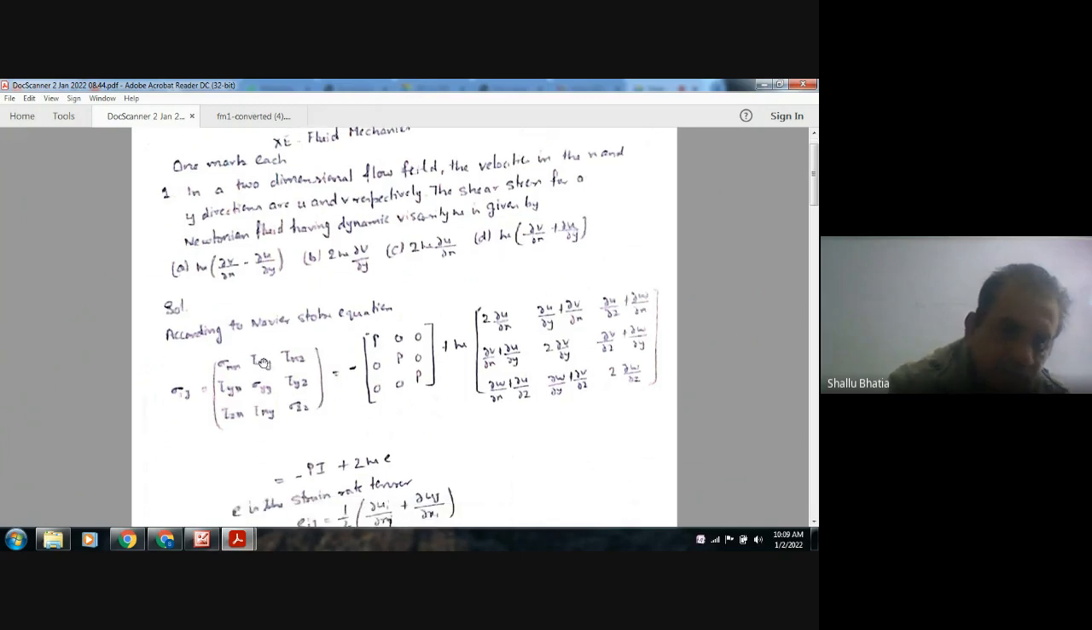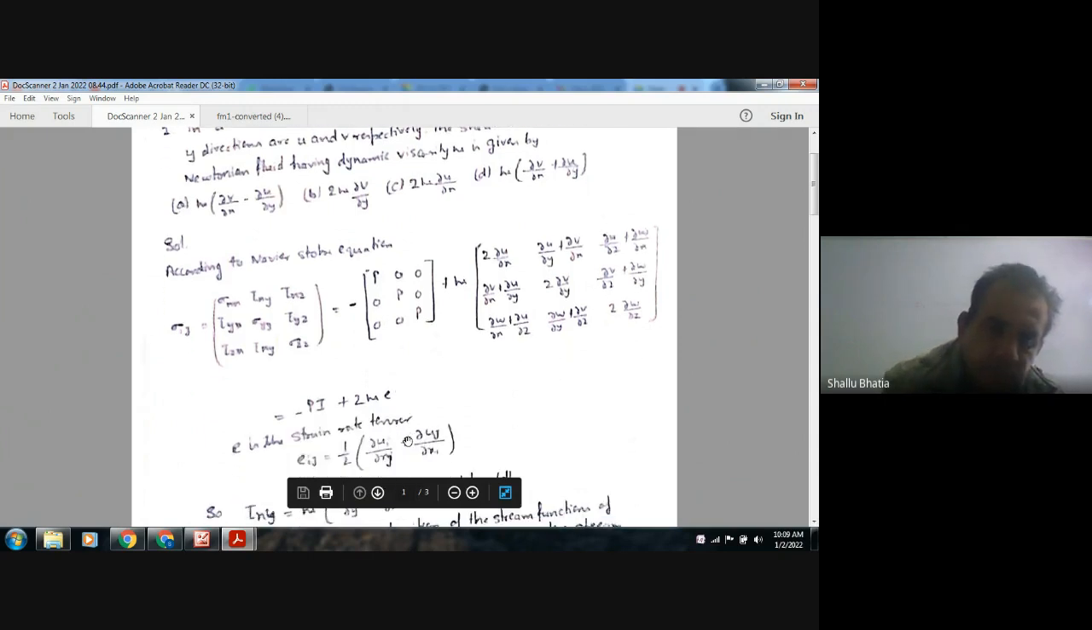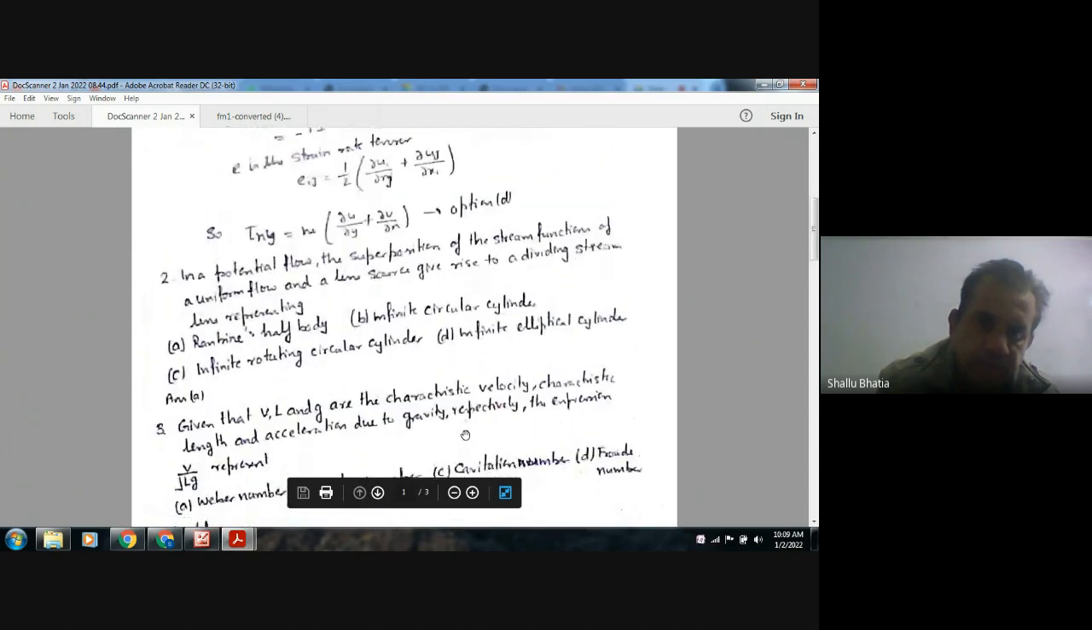It can also be remembered in this form: minus p times I, where I is the identity matrix, plus 2 mu times E, where E is your e_ij. e_ij is 1/2 times (∂u_i/∂x_j plus ∂u_j/∂x_i). So depending upon the direction, it can be ik or jk or anything else. So the answer is your option D.